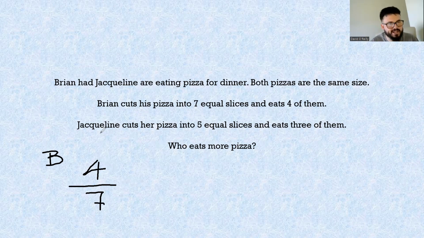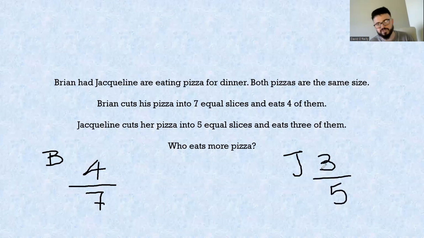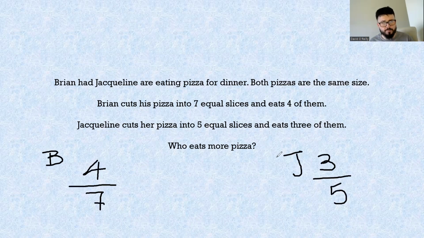What has Jacqueline eaten? Jacqueline, let's write J. She has divided the pizza into 5. That goes at the bottom, and she's eaten 3 of them. So she's eaten 3/5 of the pizza. Who eats more? Okay, well, it's difficult to compare these two fractions because they have different denominators. We've got 4/7 and 3/5. That's not very easy to compare. So what can we do? We can turn them into decimals, which are much easier to compare.